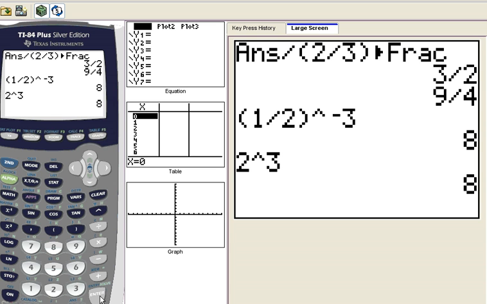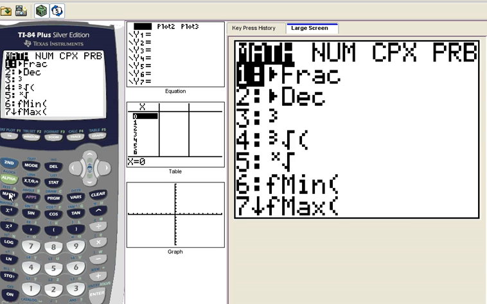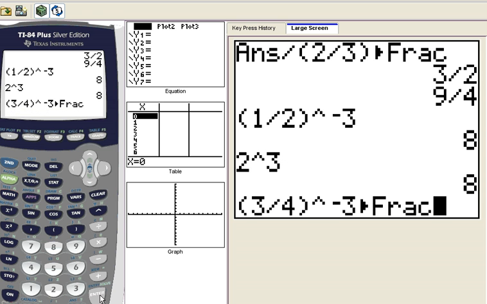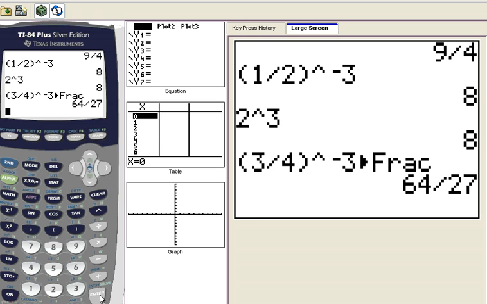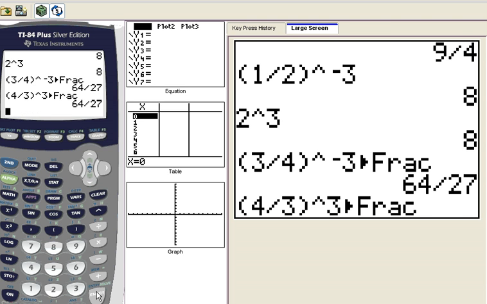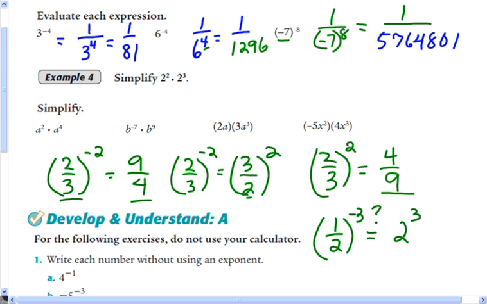Let's try one more here. Let's make another fraction, 3/4. 3 divided by 4. Let's do that to the negative third power. And I'm going to change that to a fraction. That's 64/27. Is that the same as 4/3 to the positive third power? And change it to a fraction. It is. So we have a way to deal with fractions with negative exponents here.